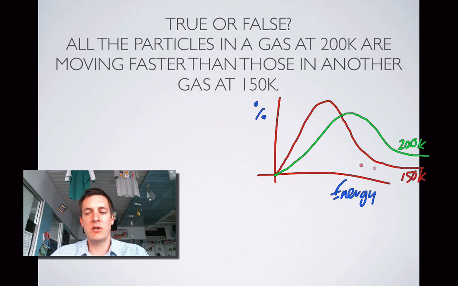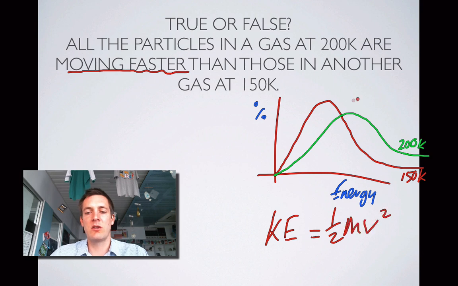Now the question we've maybe not noticed is that this isn't asking about the kinetic energy. It's asking about which particles are moving faster. So in a moment we're going to just remember that kinetic energy is equal to half mv squared. But before we do, let's look at the graph and say, have all the particles in this gas got higher speeds than that one? Or have they got higher energies to start with? Well, yeah, some of them do, right? And there's more particles with higher energies than there are here.